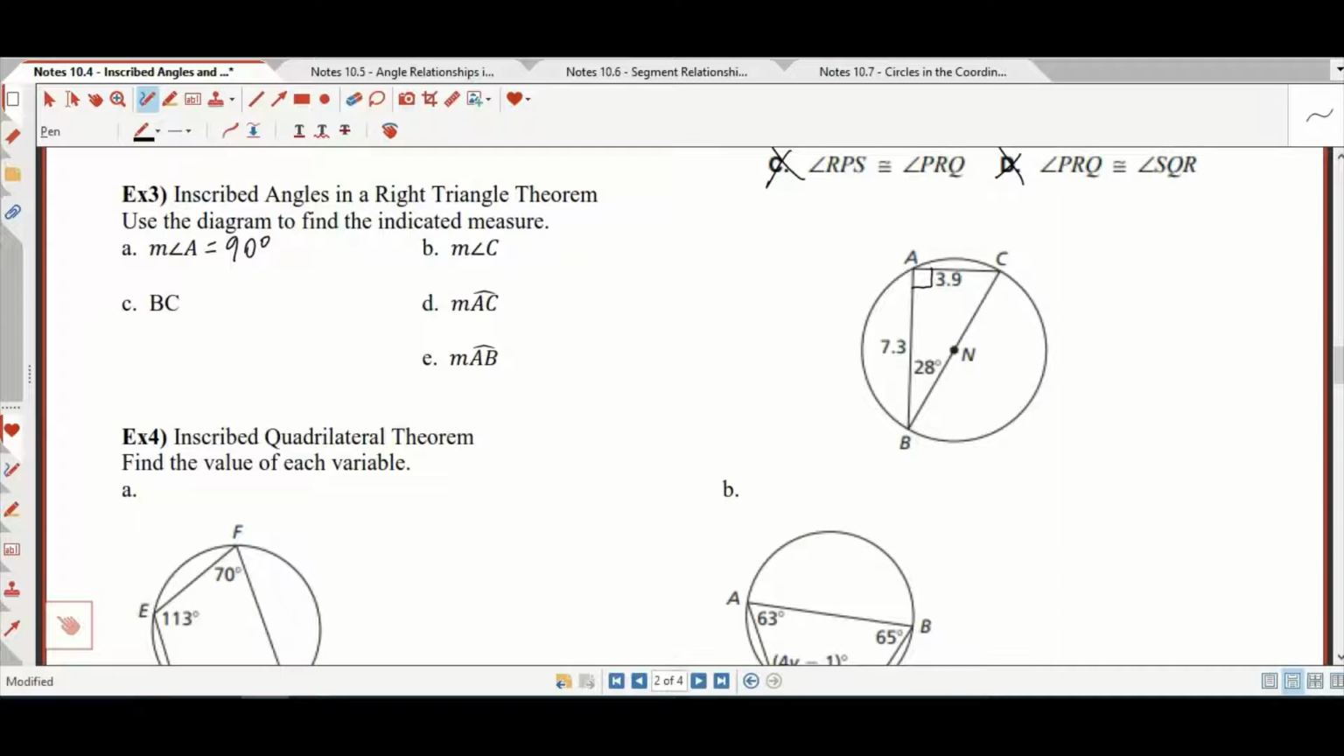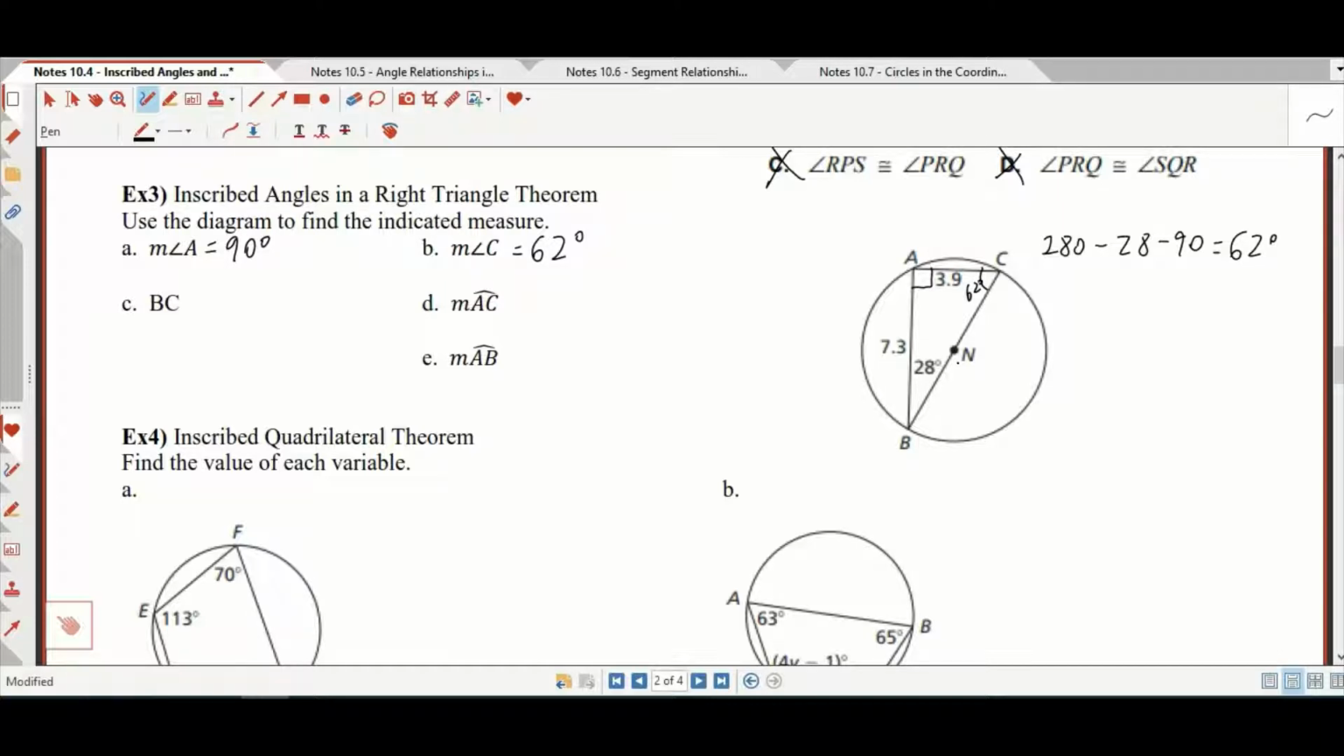The measure of angle C then, well, if it's 180 degrees for the whole triangle, we take away the 28 and we take away that other 90. And so 180 minus 28 minus 90 comes out to be 62 degrees. 62 degrees. Write that down in case it's helpful later.